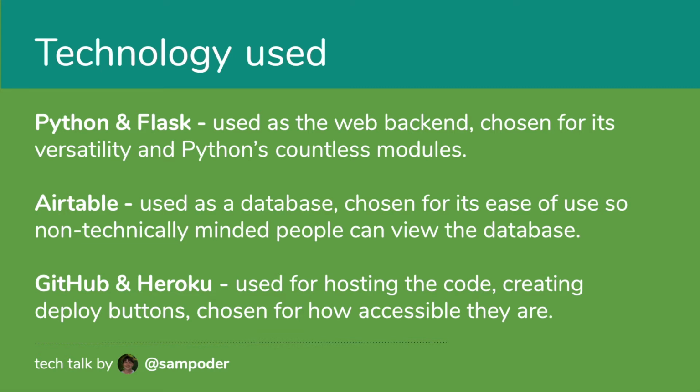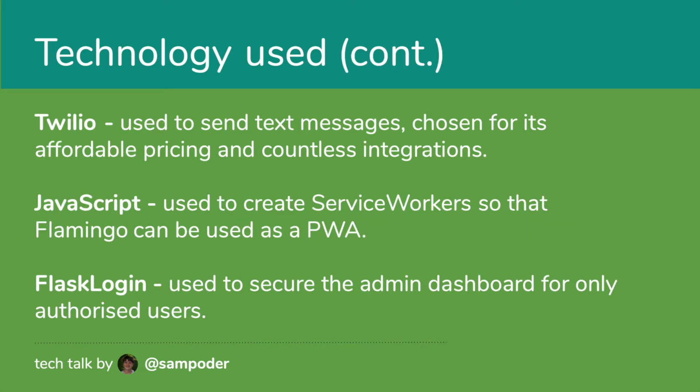We host the code on GitHub, and then there are deploy buttons in our README that allow people to easily deploy each app onto Heroku in about 5 minutes. We've chosen these for how accessible and easy to use they are, as well as competitive pricing. Then we've also used Twilio, which is used to send text messages for Hornbill. It's chosen for its affordable pricing once again, and its countless integrations. So it works with all sorts of programming languages.